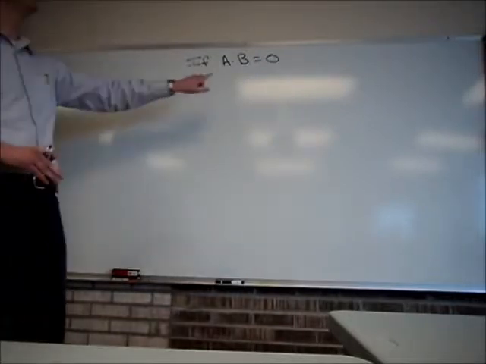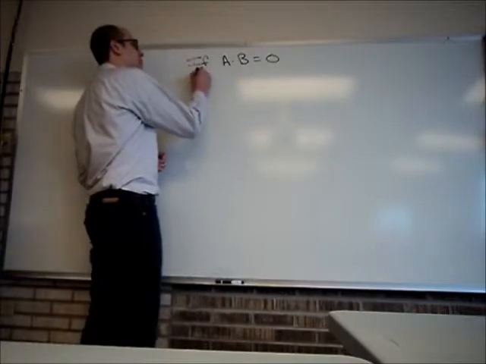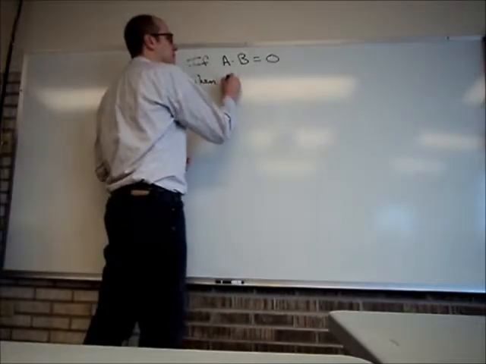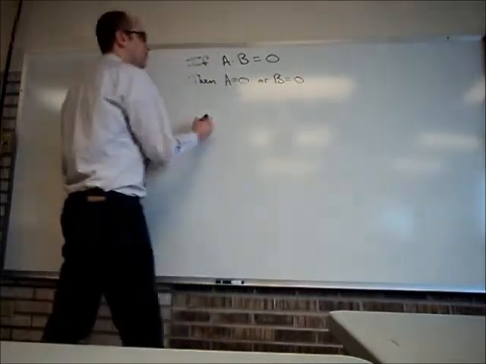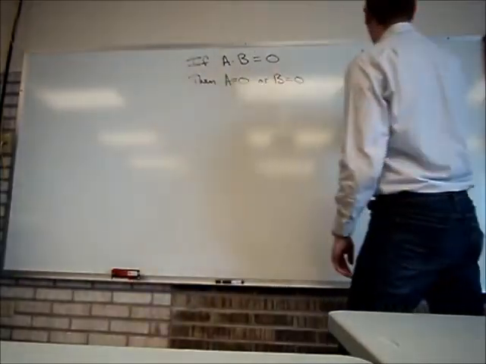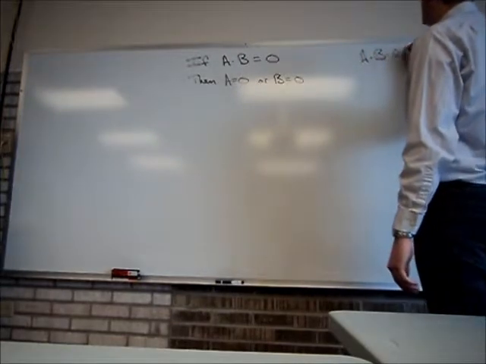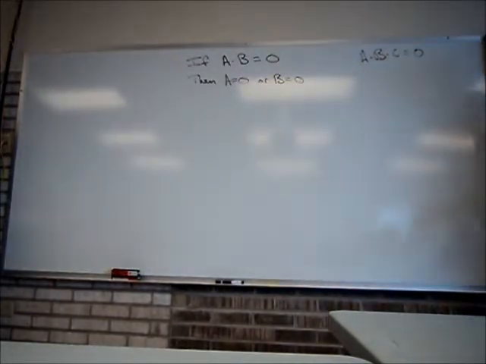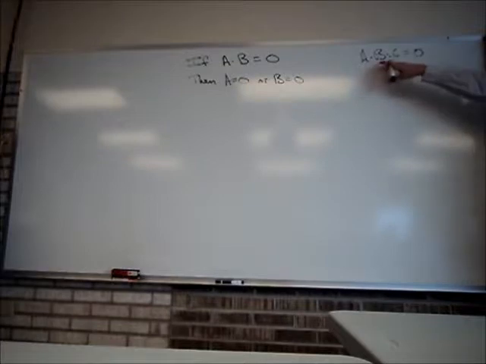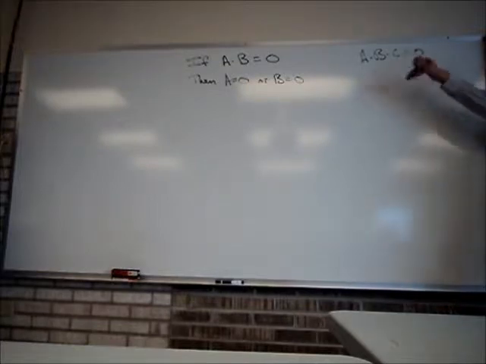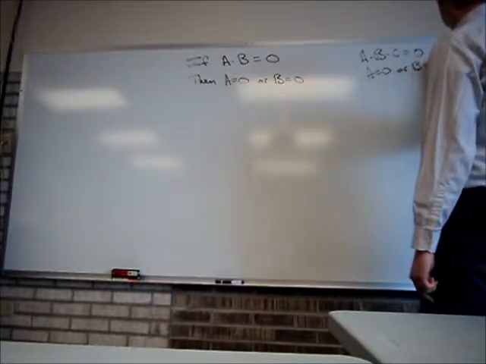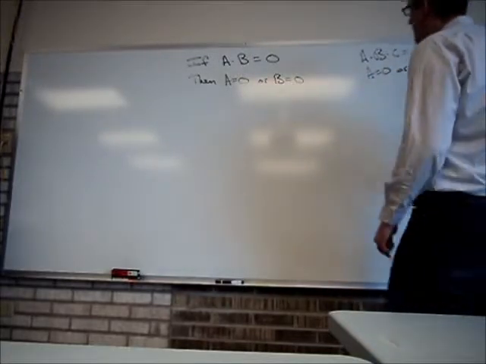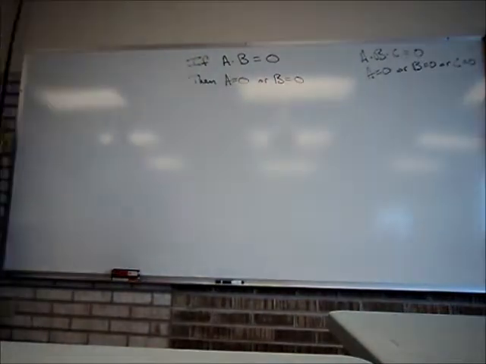And it's not limited to two factors. I mean, you can have as many factors as you'd like. Likewise, if you have more than two factors, like if you have three factors, then either A is 0, B is 0, or C is 0. If factors multiply to give you 0, then one of the factors has to be 0.